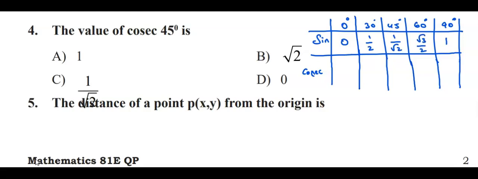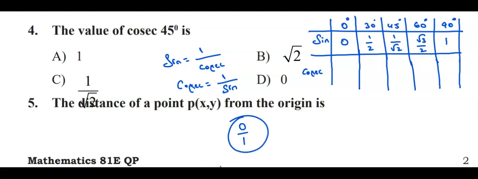For cosecant, we know that sine is the reciprocal of cosecant and cosecant is the reciprocal of sine. If you reverse the values of sine, you will get cosecant, and if you reverse the values of cosecant, you will get sine. Sine 0 is 0. If nothing is there in the denominator, then you should assume 1 is there. If you reverse this 0 by 1, it becomes 1 by 0. What is 1 by 0? Not defined. That is infinity.